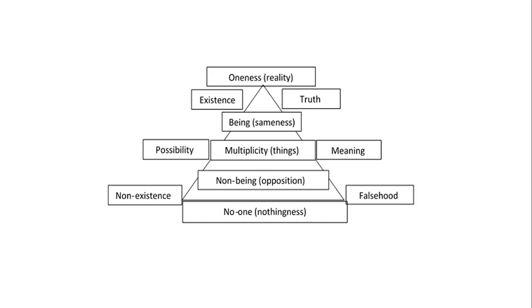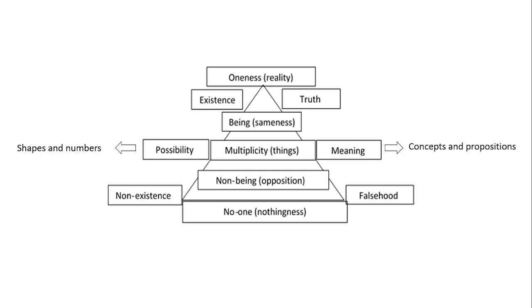The left side of the model discusses possibility, which is something between existence and non-existence. It is the essence of mathematics in ontology, and the right side discusses meaning, which is something between truth and falsehood. It is the essence of logic, which is in the epistemological realm. As you can see, possibility is about mathematical shapes and numbers, while meaning is about concepts and propositions.